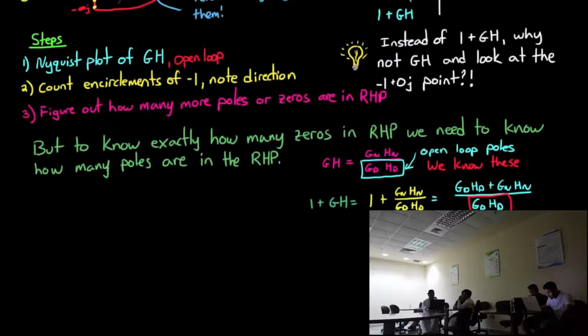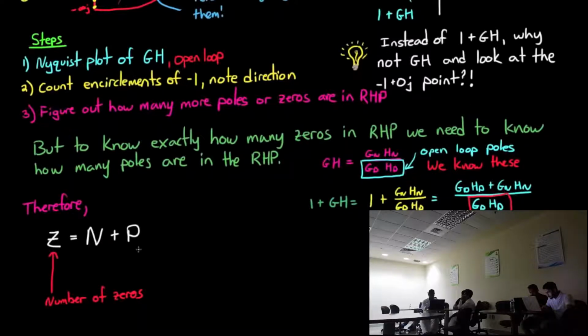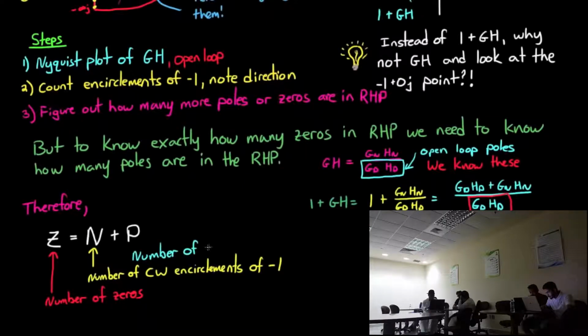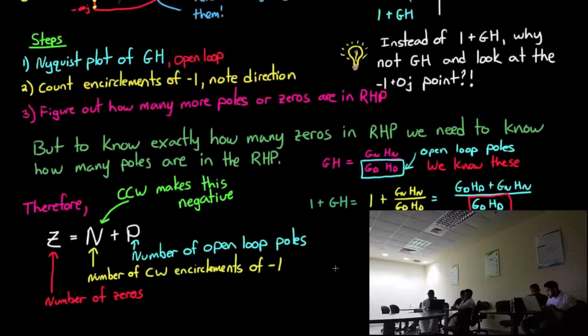And this drives the famous equation that the number of zeros in the right half plane, Z, is equal to the number of clockwise encirclements of -1 plus the number of open loop right half plane poles. Or another way of saying this is that in order to guarantee there are no zeros in the right half plane, then you better have exactly one counterclockwise encirclement for every open loop pole in the right half plane. Any less than that, and you know you have at least one right half plane zero messing things up.